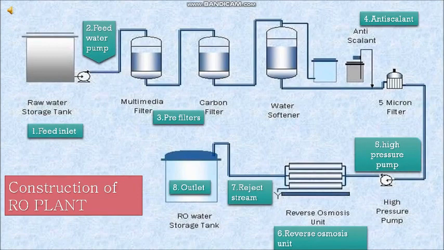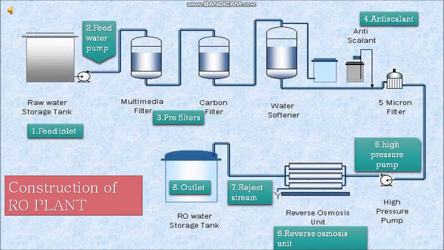Construction of an RO plant starts from a feed inlet. Feed enters through here to start the purification process of the water. Feed water pump: this pump provides enough pressure for water to go through pre-filters. Pre-filters are different types of filters used in pre-filter treatments, usually a multimedia filter, activated carbon filter, and softener filter.